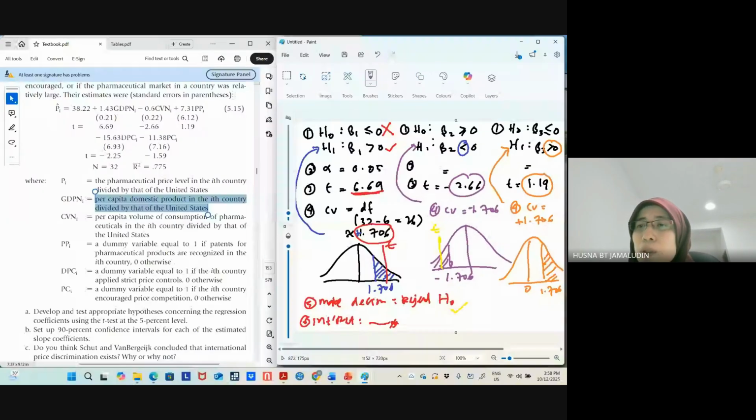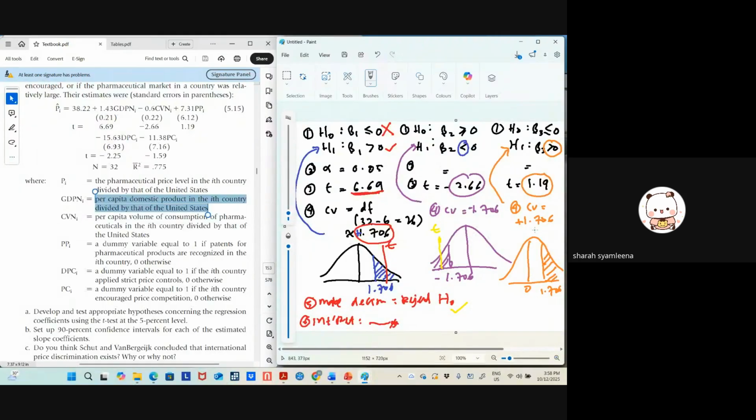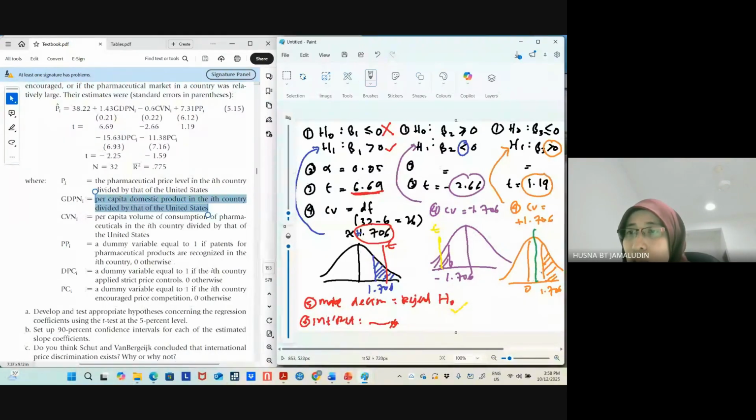So what happened to your T? T is 1.19. Is it inside or outside the rejection region? Outside. Yes, thank you. So you see your T will be outside the rejection region. So number 3, your decision is do not reject the null. Okay, and then you interpret.